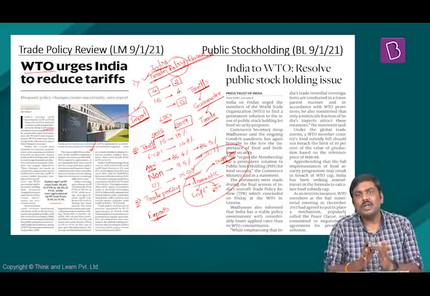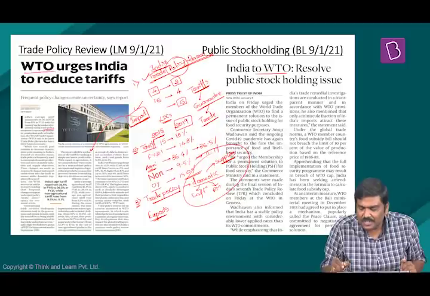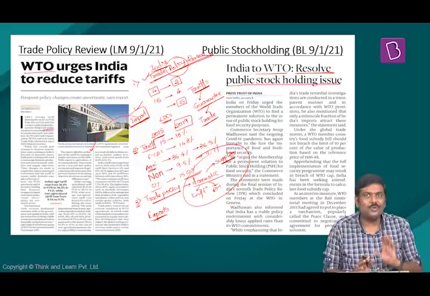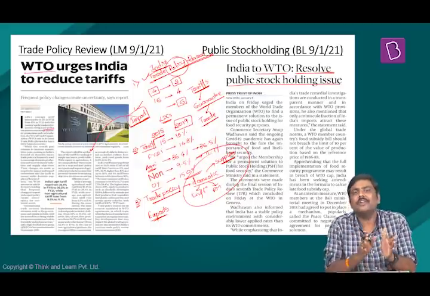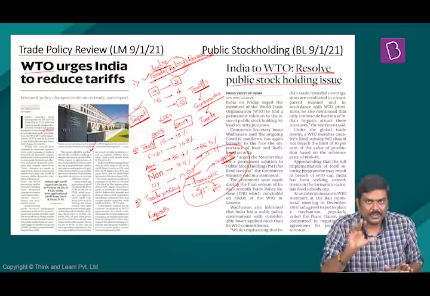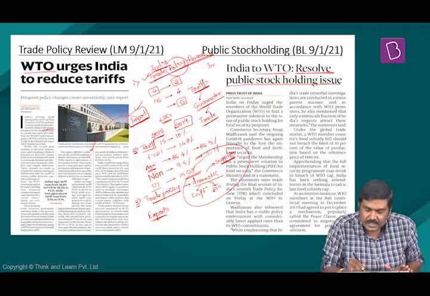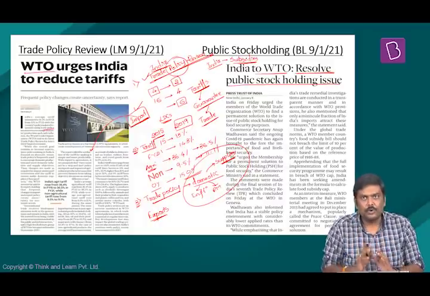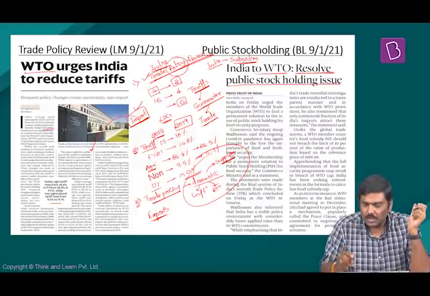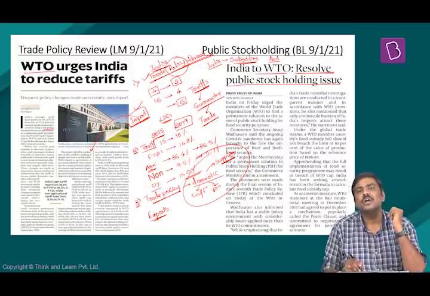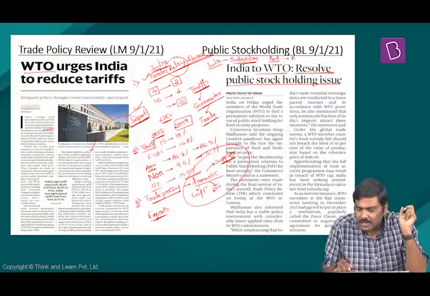Now on the other hand, there is a discussion with respect to India requesting the WTO to resolve a public stockholding issue. Now what is this idea of a public stockholding issue and why is it there in the discussion? Please understand this. Just like any other country, India also provides certain incentives, specifically subsidies, in the agriculture sector. But in the case of the WTO, with respect to the Agreement on Agriculture, which India is a signatory to, there is a concept of aggregate measure of support.